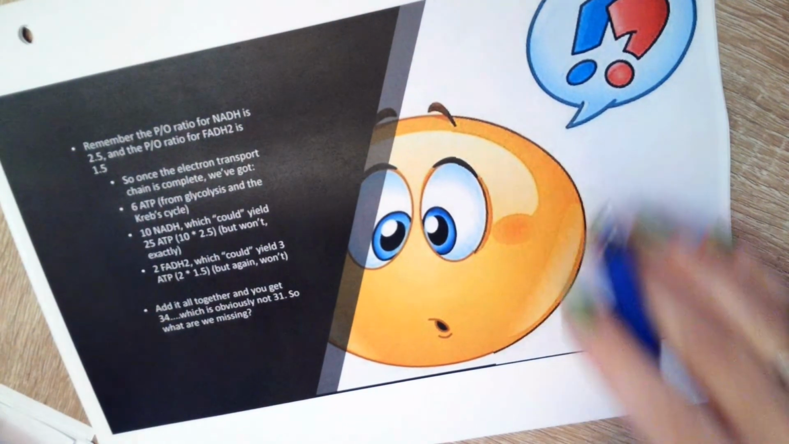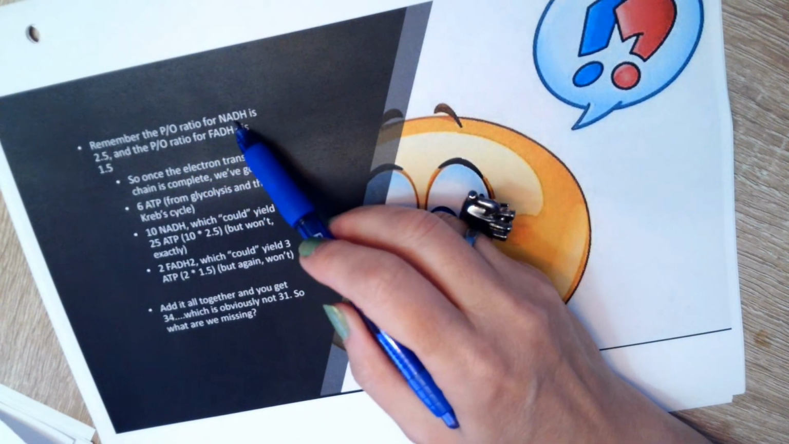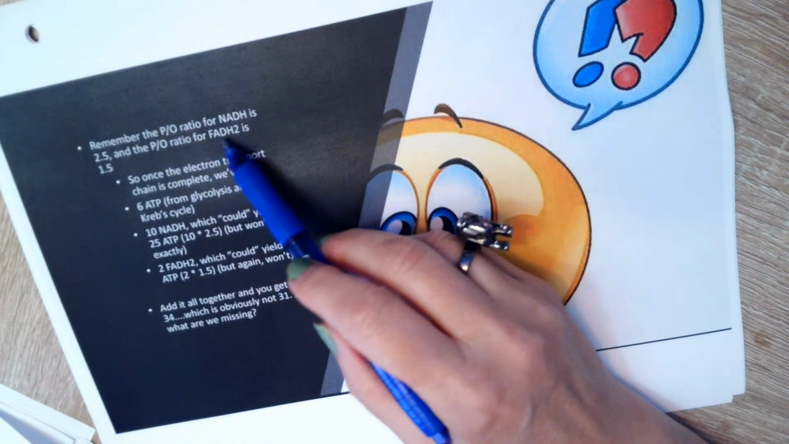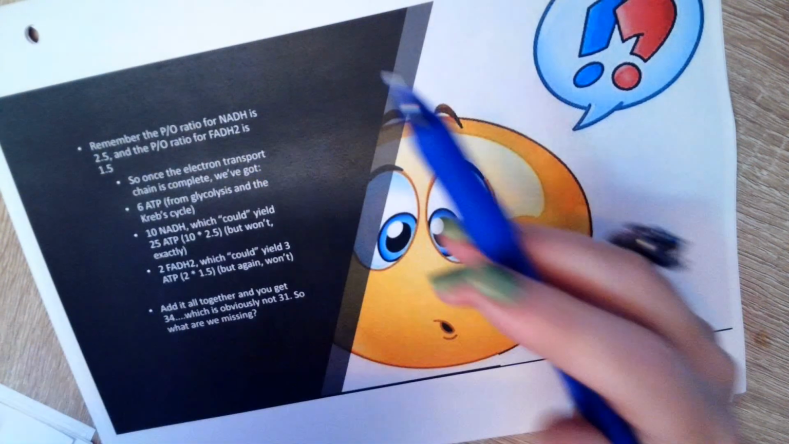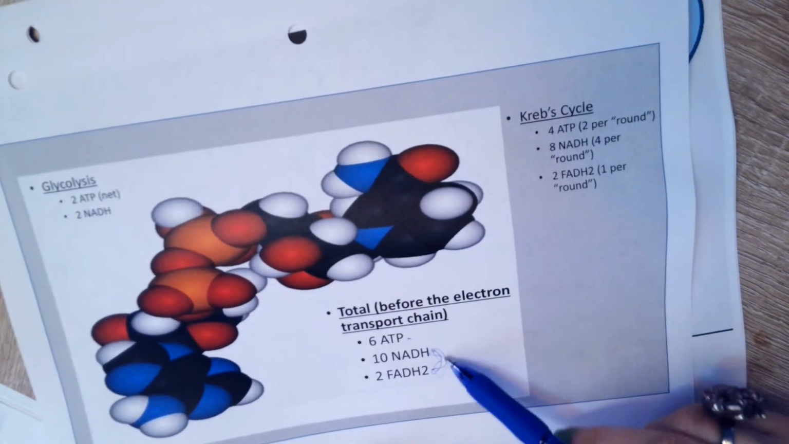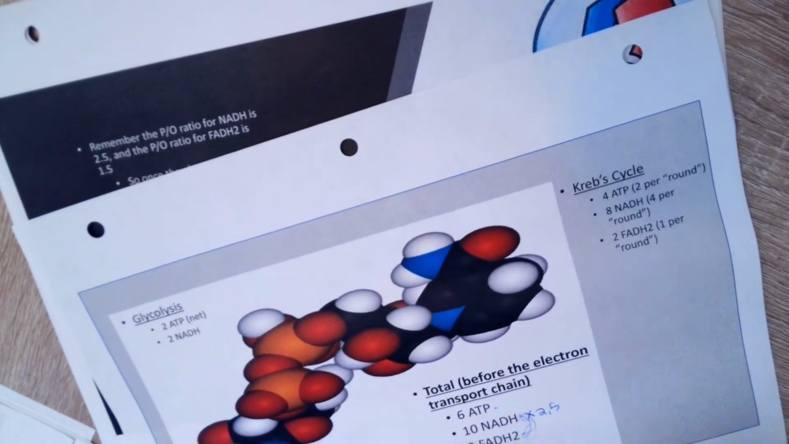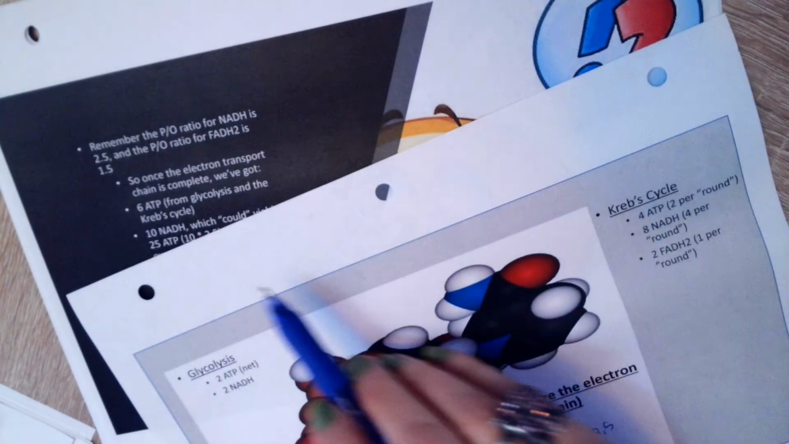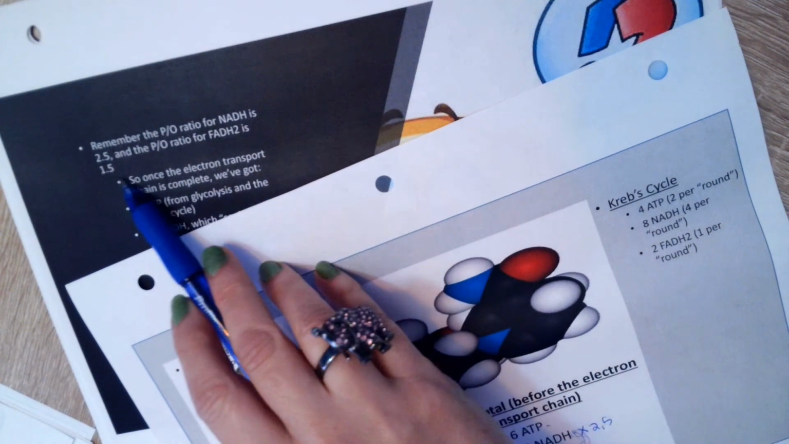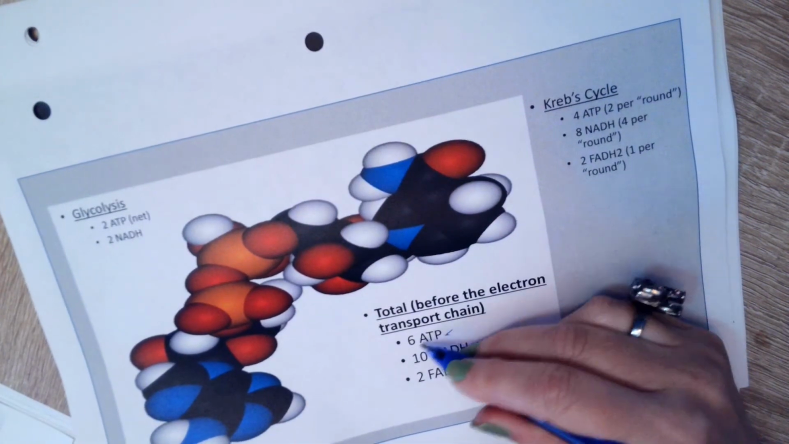Okay, now if you think back to the PO ratio, remember we said the PO ratio for NADH is 2.5. The PO ratio for FADH2 is 1.5. So you think, okay, we can just multiply that. We could go 10 NADH times its PO ratio, which is 2.5. We got 2 FADH2, that PO ratio is 1.5. You go, okay, well we could do that and then add on that 6 ATP.